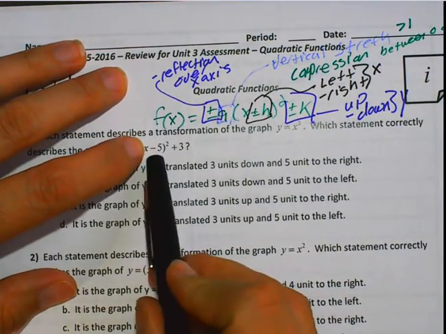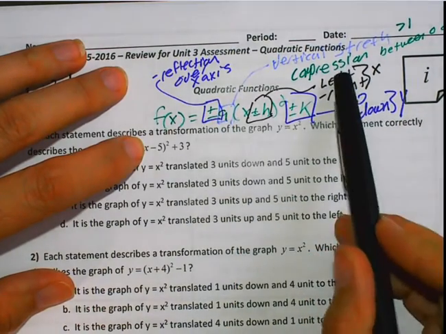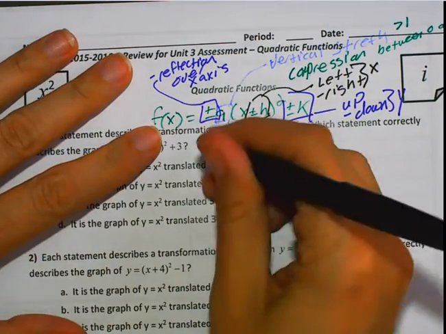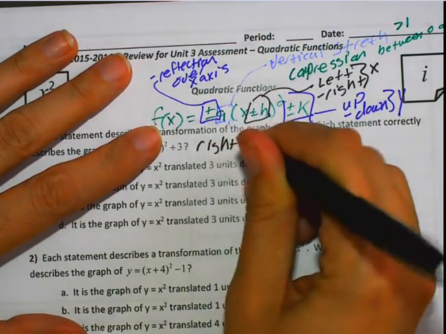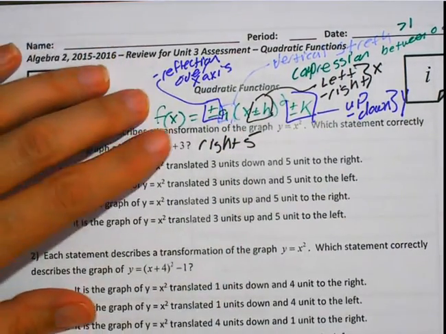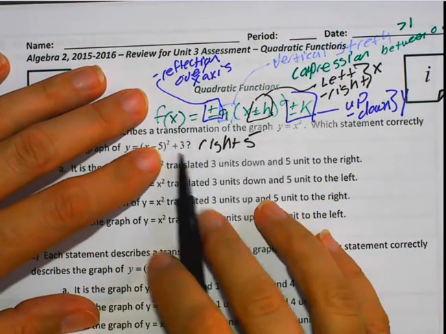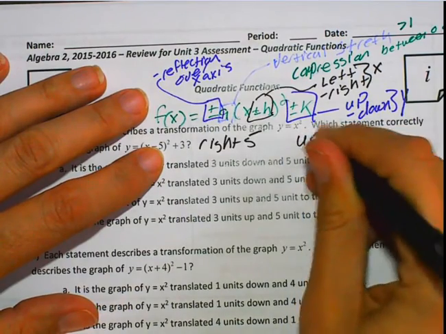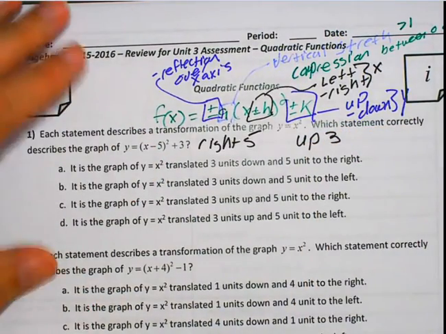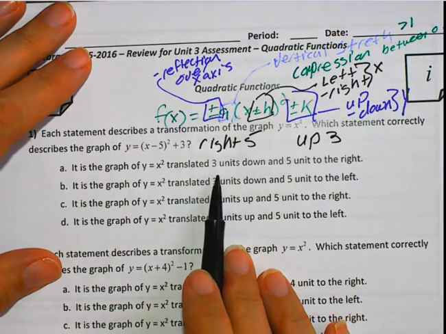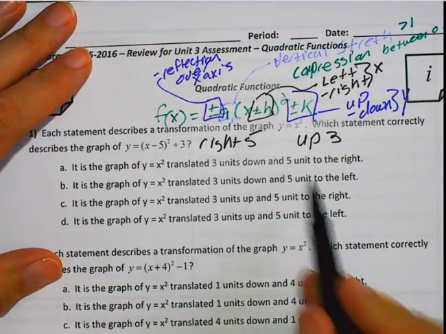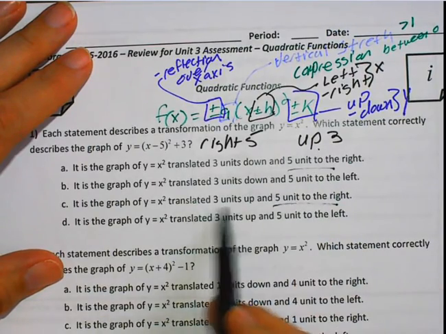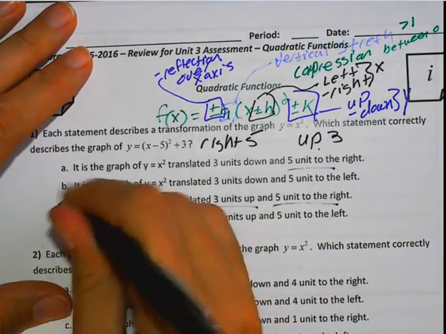So we have this minus 5 on the inside, which is left or right. Because it's negative 5, we know that it goes right 5. And then on the outside, our k, we know is plus 3. So plus 3 is up, so we know it's up 3. And now we can just look to find our answer choice. So we want right 5, so there's right 5, and here's right 5, and we need up 3, so 3 units up. So C is the correct answer.